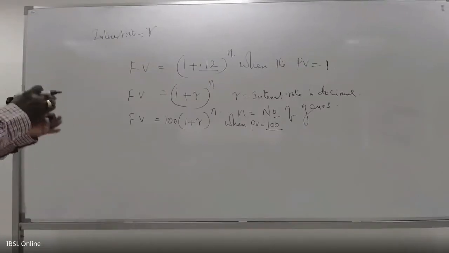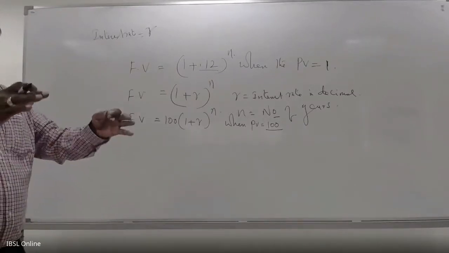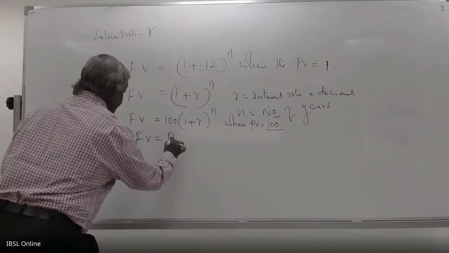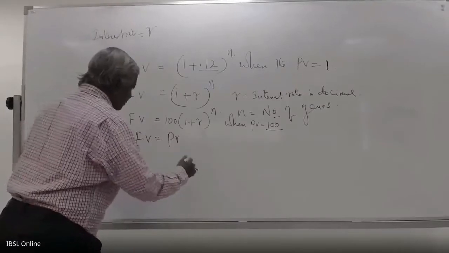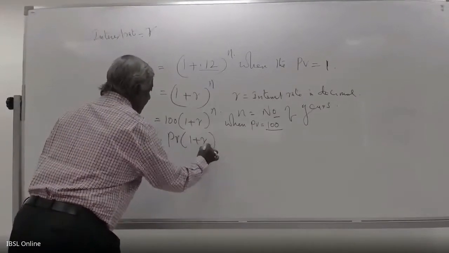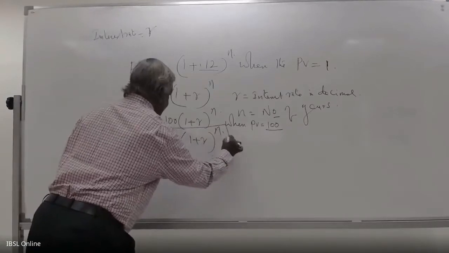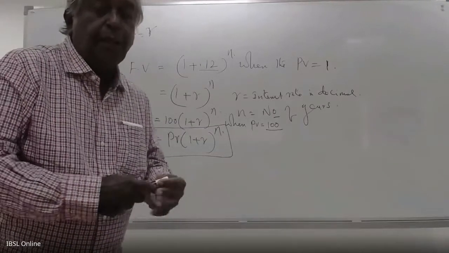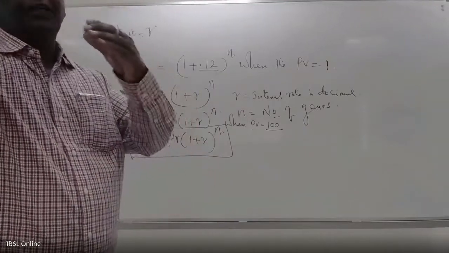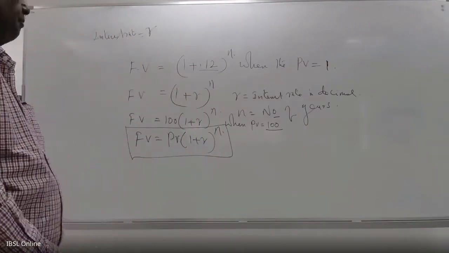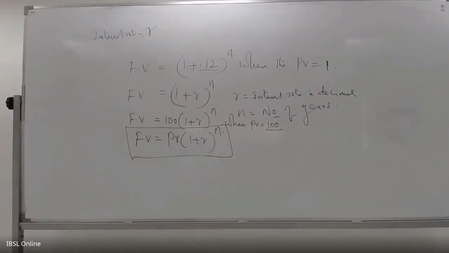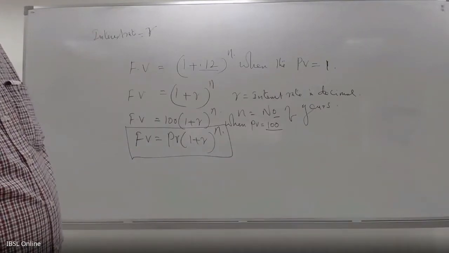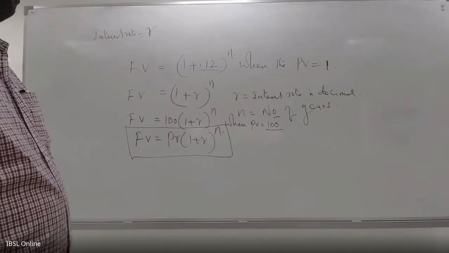So instead of 100, whatever the present value, we can say FV is equal to PV multiplied by 1 plus R to the power n. This is the formula we use to convert present value into the future value.